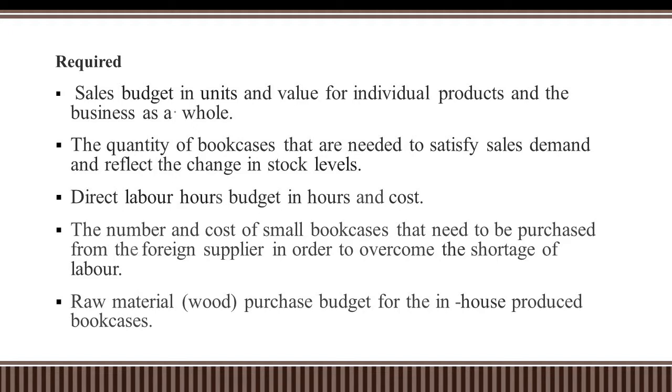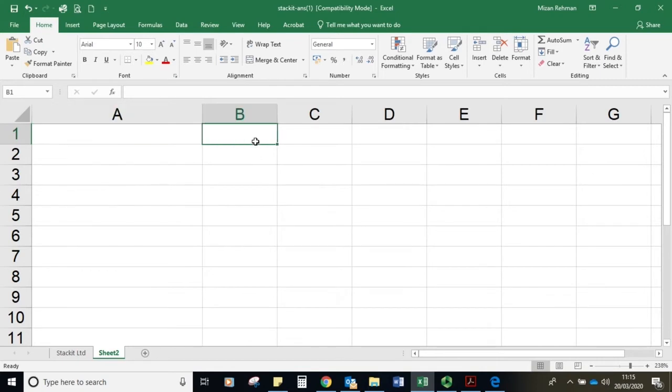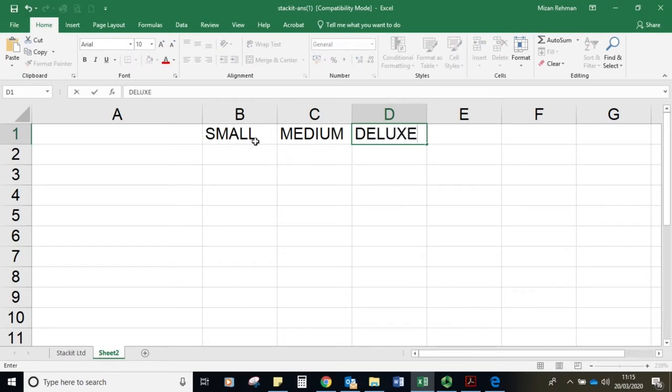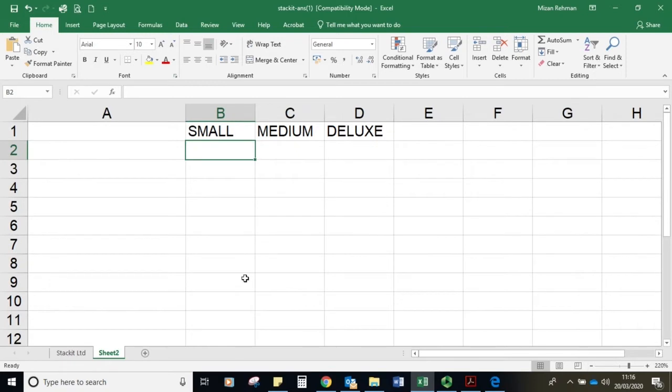in Microsoft Excel. 3 products: small, medium, and deluxe. And the first thing we're supposed to be doing is our sales budget. In the sales budget, basically we need to estimate how many units we are going to sell. And as this is a question, not a real life situation, this figure will be given in the question.